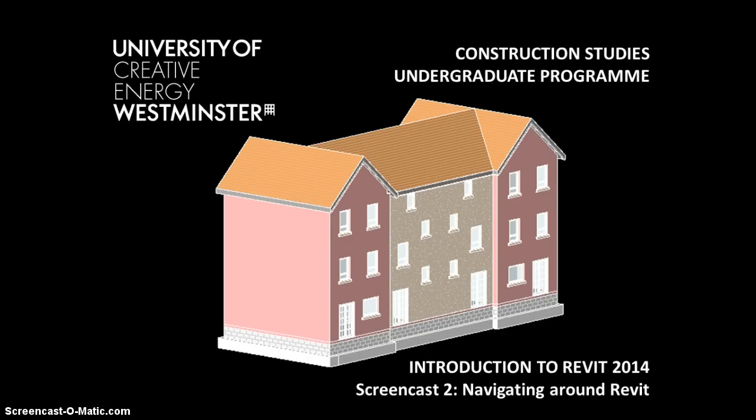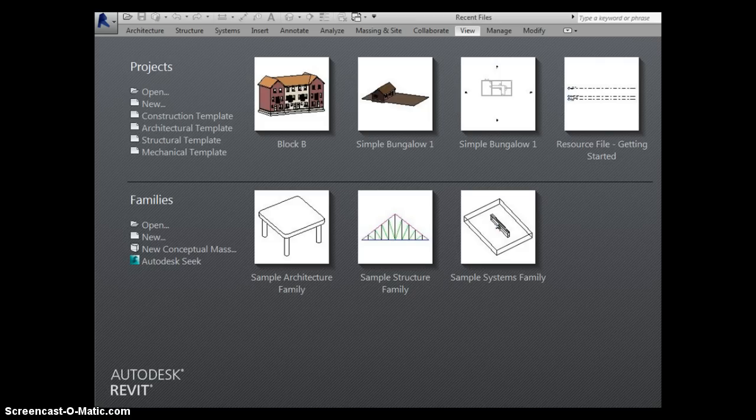When we open Revit, the first screen that we see is known as the splash screen. From here you can open a brand new project or reopen an existing project that you've been working on, and that's what we're going to do on this occasion. We're going to open this project here, which is known as Block B.